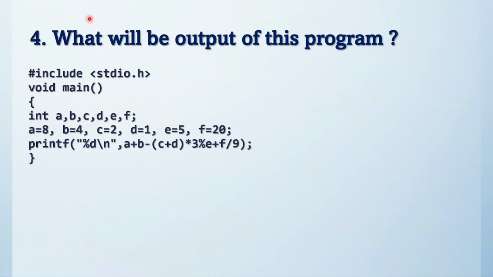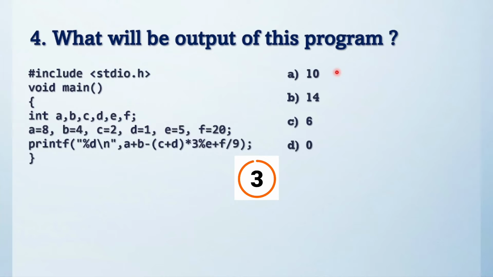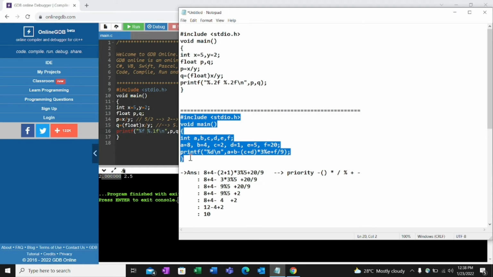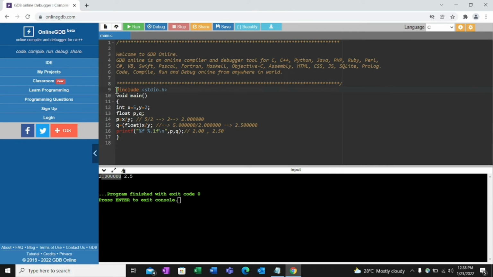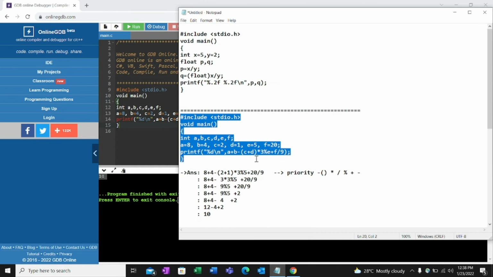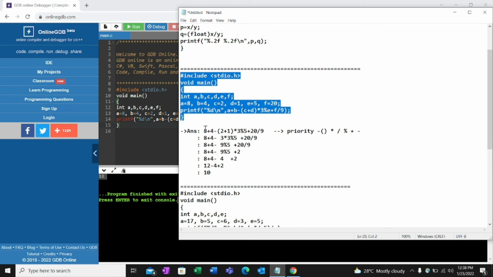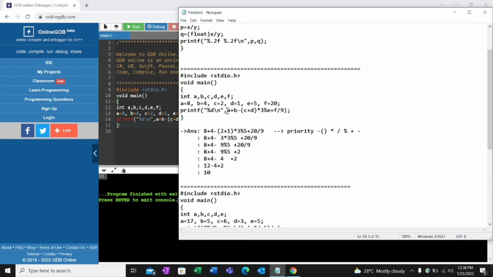Next question. Try to solve this question. These are the options. To solve these questions, Ctrl+C and run the code. See, here the output is 10. How 10? I'll tell you. See, here this expression with values A, B, C, D, E, F is there.